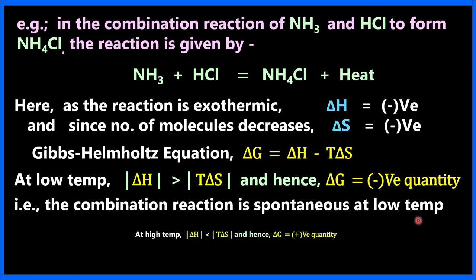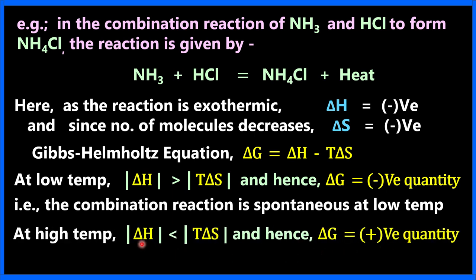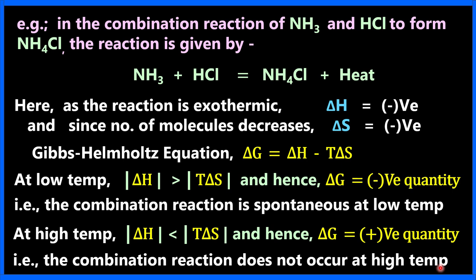On the other hand, at high temperature, the value of mod of delta H should be less than that of T into delta S, because the value of T is high, and as in this reaction delta H and delta S both are negative, therefore using this relation we can calculate the value of delta G at higher temperature, and it should be a positive quantity, as both delta H and delta S are negative and T is high, therefore T delta S should be greater than delta H. So at high temperature, this combination reaction will not occur.